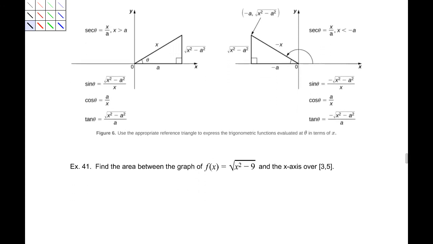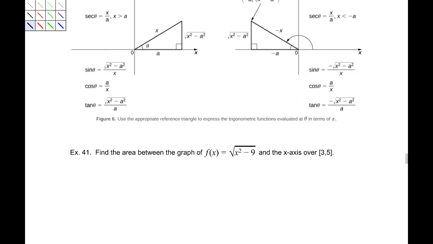Okay. So find the area between the graph of f of x equals the square root of x squared minus 9 and the x-axis over 3, 5. Okay. So first, the a value is 3. We are always going to be greater than that, so we are going to use the positive version of that. We will be using this one right here. All right, so we will make our substitution. x equals a secant theta, which makes dx secant theta tangent theta d theta.